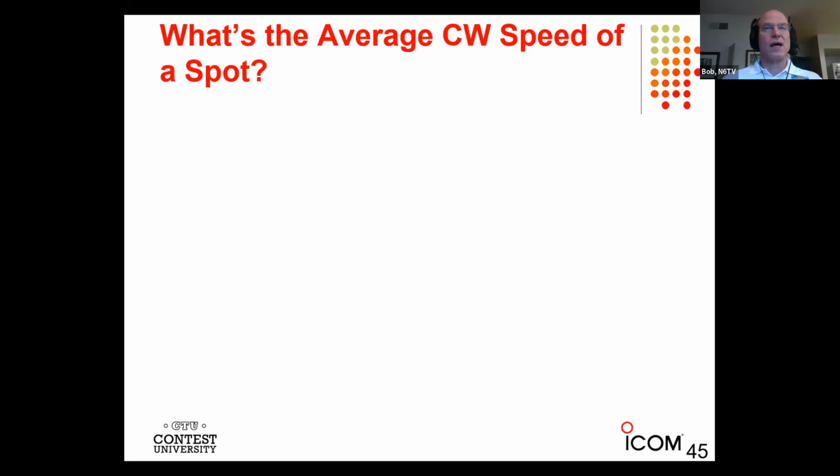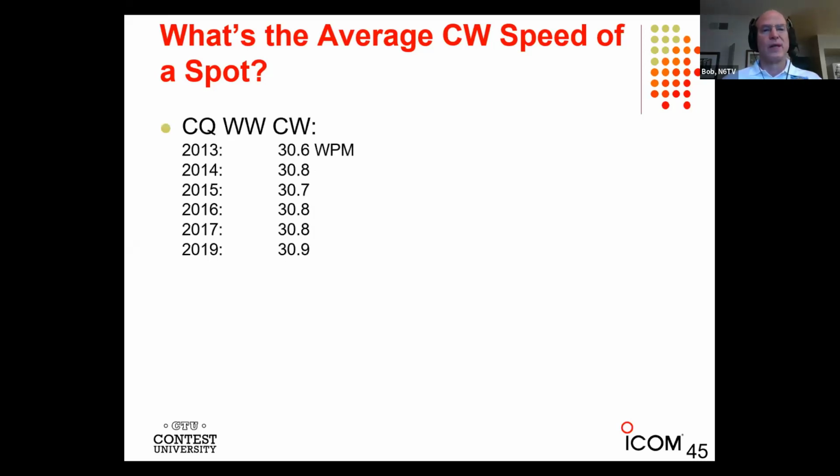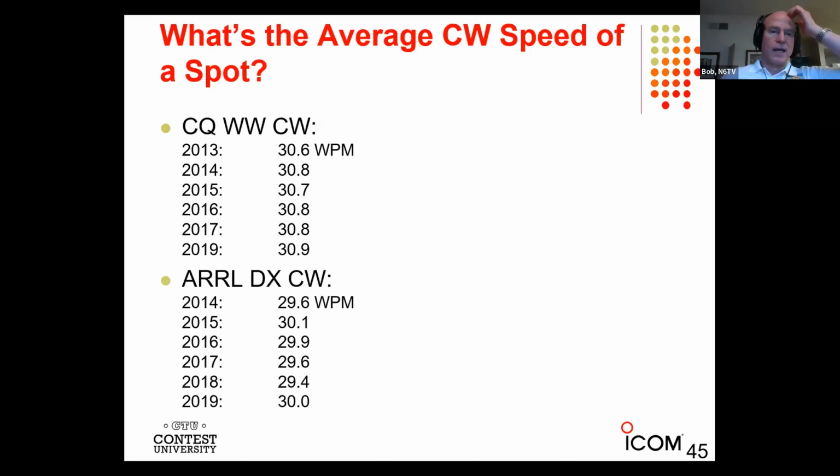Just out of curiosity, once I had all this raw data, I was saying, well, what's the average CW speed in all those spots? And sure enough, in CQ Worldwide, it comes out to about 30, 31 words a minute, the average CW speed of somebody who's CQing. Of course, if they get spotted many times, there's going to be dupes in there. And then on ARRL, curiously enough, they send a little bit slower. I guess they figure we can't copy code as fast as the Europeans.